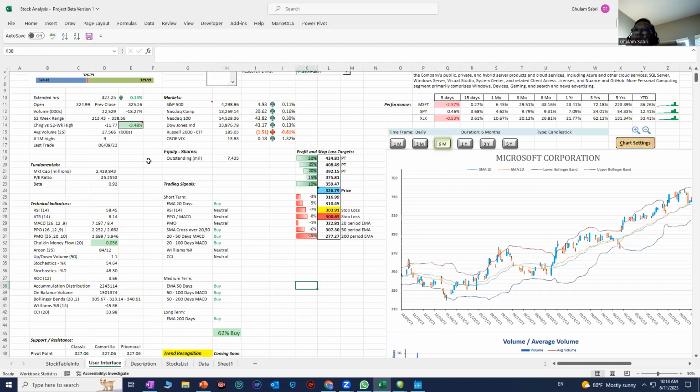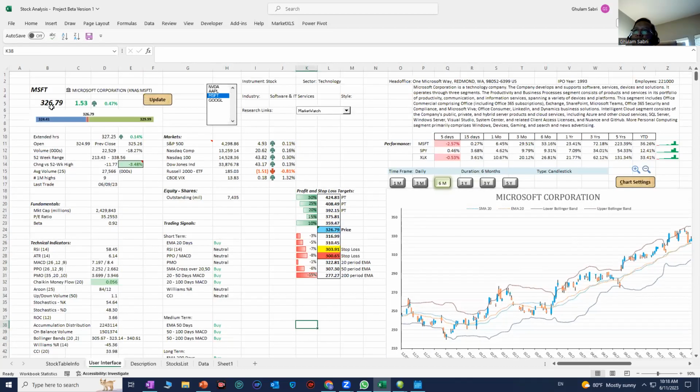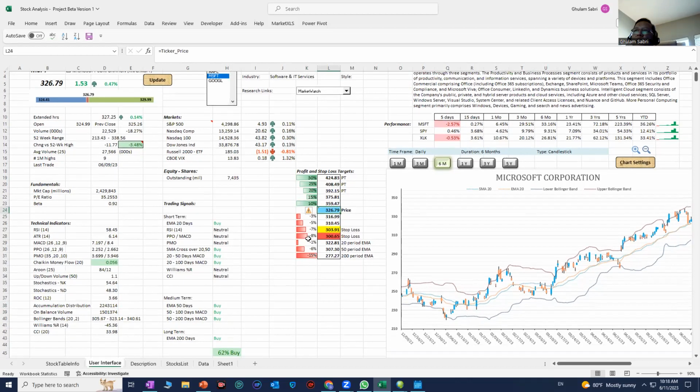For example, if at the current price you decide, okay, I want to buy at 326, what should the profit target be? 30% should be here, and how much should the stop loss be? My suggested stop loss, which is my strategy, and everyone has a different view, is not more than 8%. That's why it's red here. So if Microsoft drops below 300, you should be out. It also gives you the distance of this price from its moving averages. The 20 period exponential moving average and 50 period are within this range of 8%, and 200 is this.